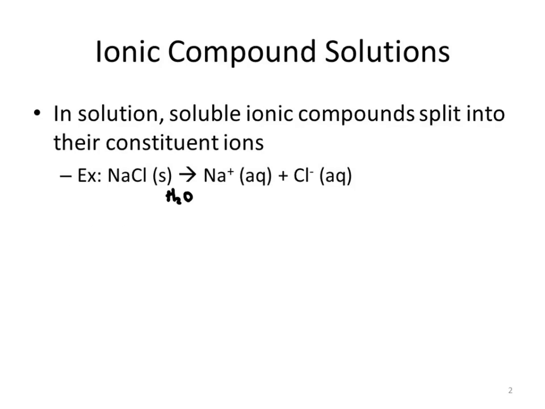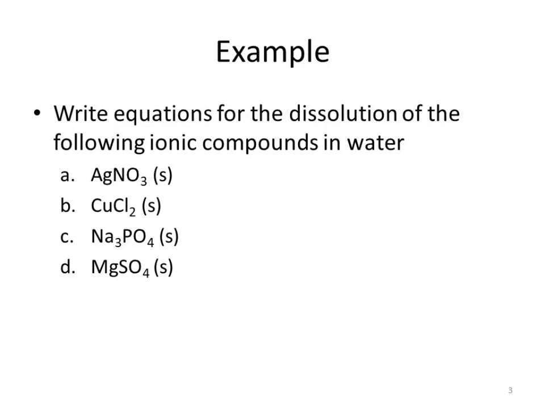All right, so let's practice a bunch of these. So I've got some silver nitrate, copper 2 chloride, sodium phosphate, and magnesium sulfate. Hopefully you have the slides in front of you because I'm going to go ahead and turn to a blank page. So we're going to write equations for the dissolution of all of these. So the first one we had was silver nitrate.